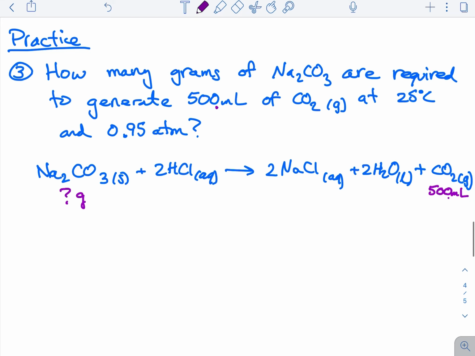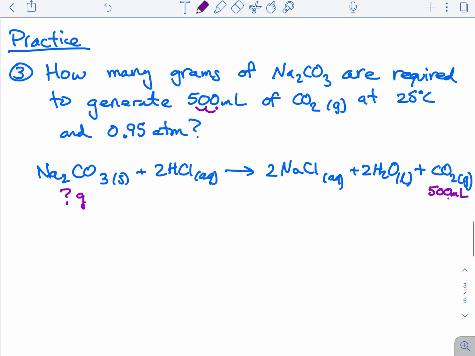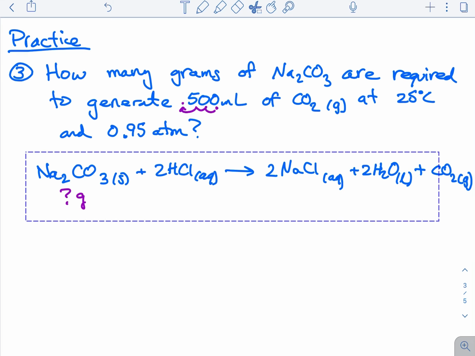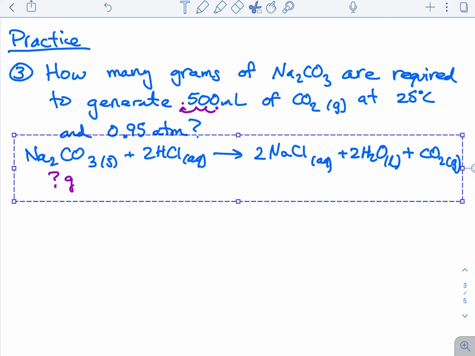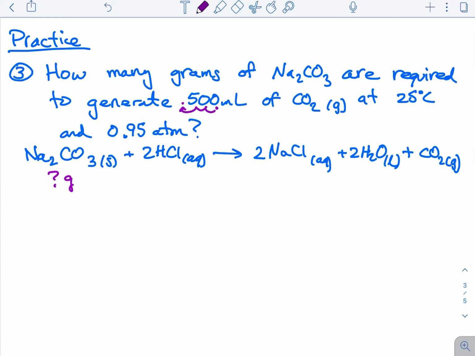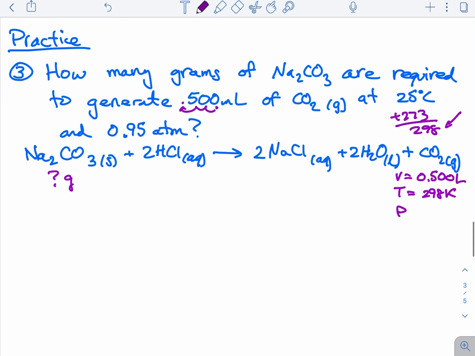So let's go ahead and change that volume to 0.5 liters. And actually, I'm going to move all of this over a little bit because I've got no space to work. So I've got 0.500 liters for my volume. I've got a temperature of 25, but if I add 273 to that, that comes out to be 298. So it's 298 Kelvin. You'll memorize this one after a while because we use 25 a lot, because that's like a normal room temperature. And then we've got a pressure of 0.95 atmospheres.